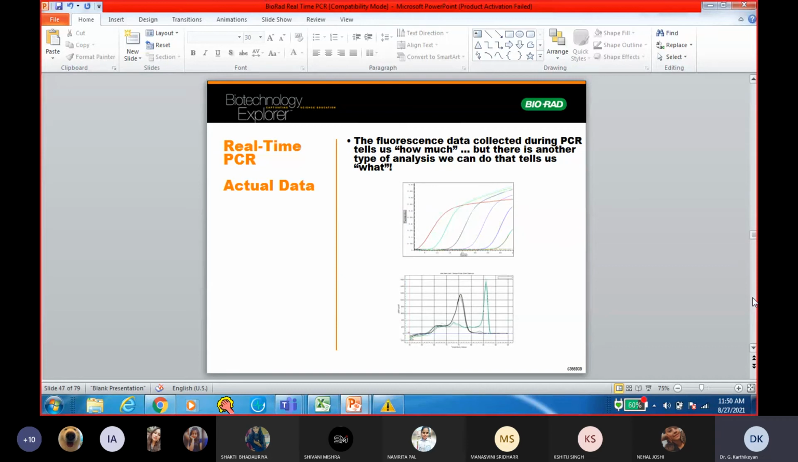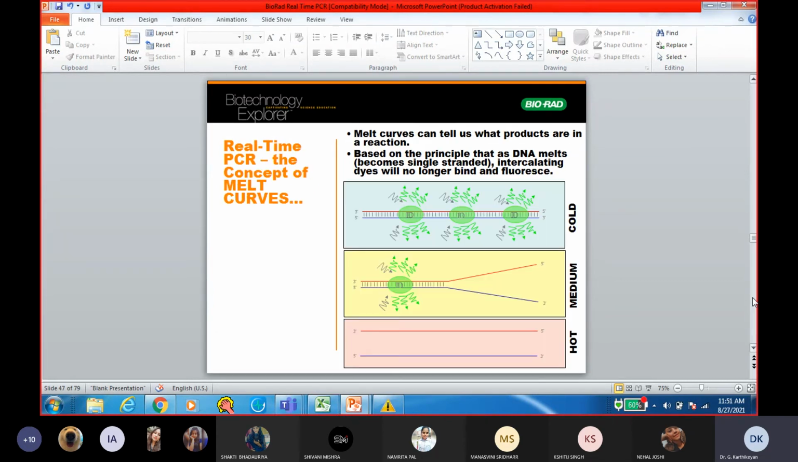So, as we can see, the fluorescence data collected during PCR tells us how much more, is it 4 times more, or is it like 8 times less? But there's another type of analysis we can do that tells us what is actually happening in the real-time PCR. This is what is called the melt curve, the concept of the melt curve.